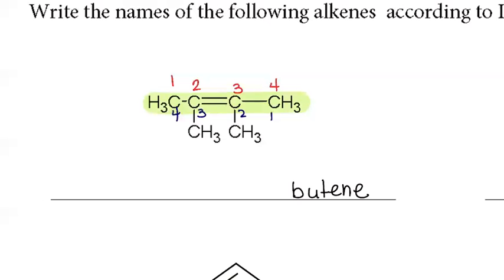So before the butene, I need to give the location for the first carbon in the carbon-carbon double bond. So let me just erase this. We only need 1 set of numbers. What number do I put before my butene to give the location of the alkene in the butene? Great, I need a 2. Then I have 2 of the same substituent. So what word should I use? Great, the dimethyl.